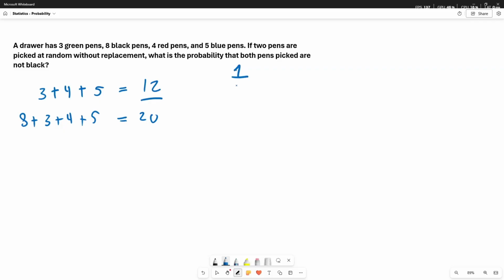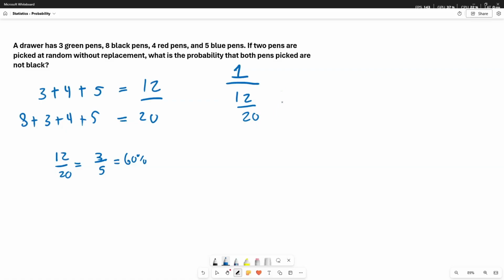So in our first pick, we have 12 out of 20 probability of picking a non-black pen. And if I remember correctly, 12 over 20 is basically 3 over 5, which is 60%. So we have a first chance 60% that we do not pick a black pen.